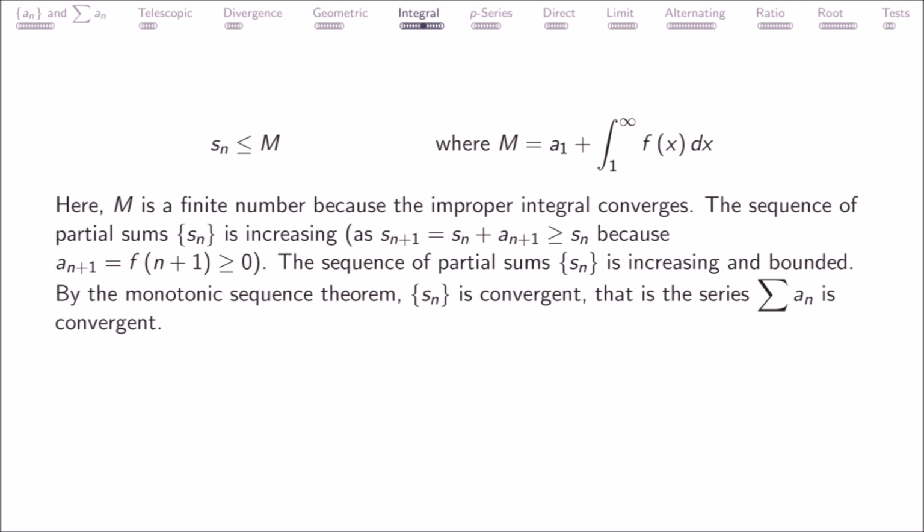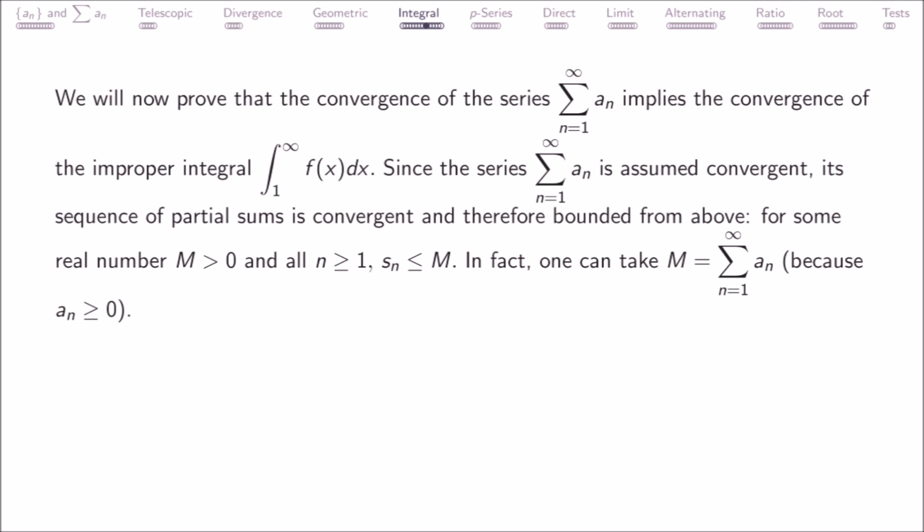The sequence of partial sums is increasing and bounded. By the monotonic sequence theorem, the sequence of partial sums is convergent. That is, the series of a_n is convergent. We will now prove that the convergence of the series implies the convergence of the improper integral. Since the series is assumed convergent, its sequence of partial sums is convergent and therefore bounded from above. Then we have the following.